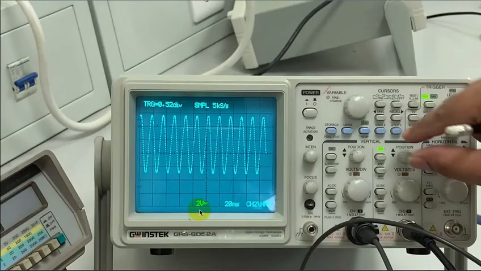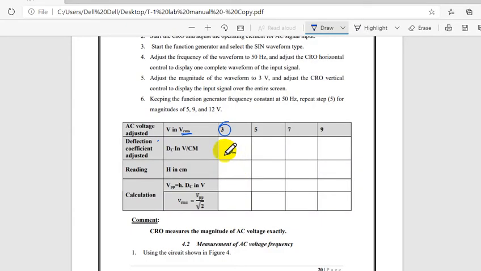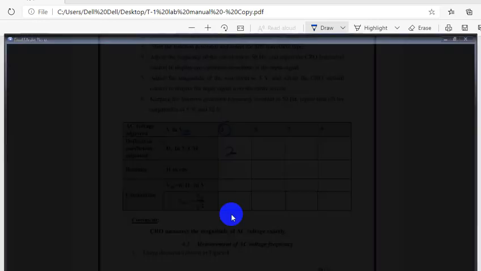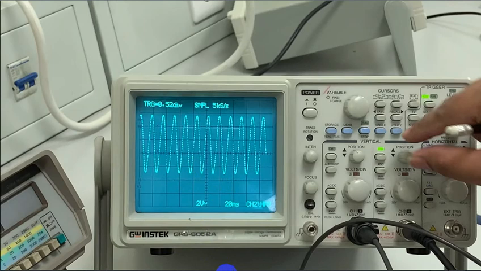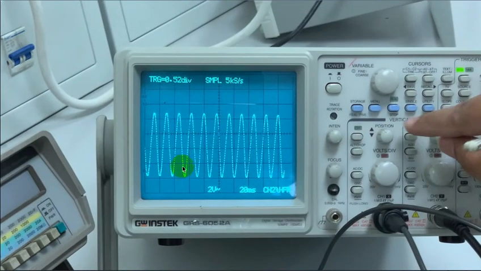Okay, this is the deflection coefficient, 2 volt suppose. Now we will write the deflection coefficient as 2 volt here. Now height in centimeter is nothing but we will count the number of boxes here. So let us count the number of boxes. Let us set it properly. 1 2 3 4, and here each line is 0.2, and till here it is 1 2 3 4, 4.4.